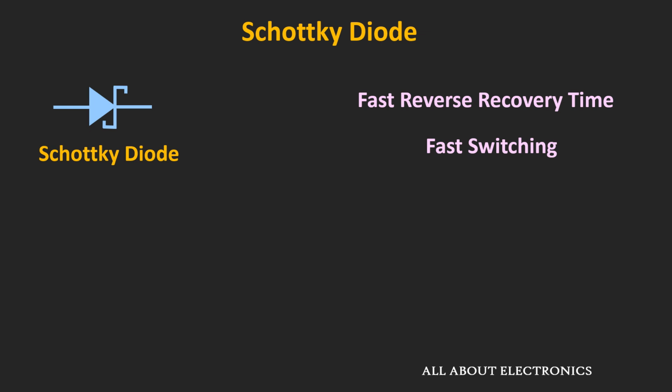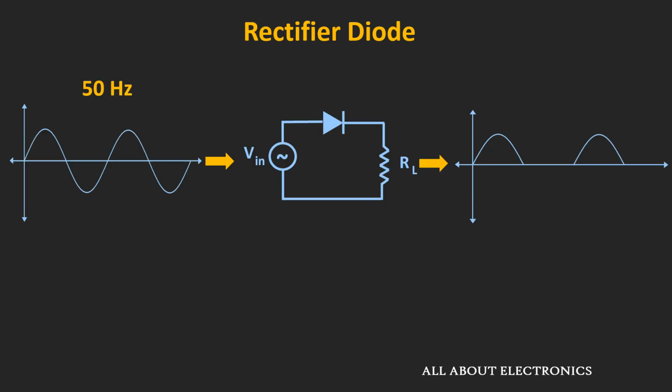So let's understand this point. At low frequency, let's say at 50 Hz, we are using this rectifier circuit, and in this rectifier circuit we are using the normal diode. So if we see the output waveform, then the output waveform will look like this. That means this diode will allow only the positive half cycle and it will reject the other half.